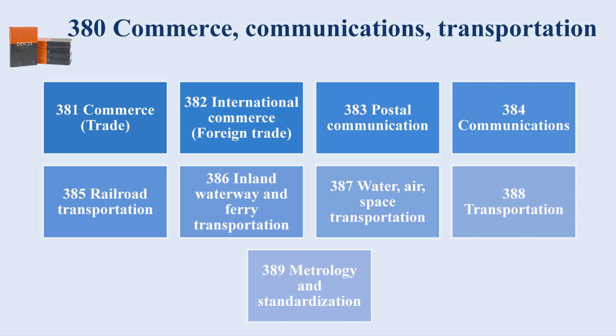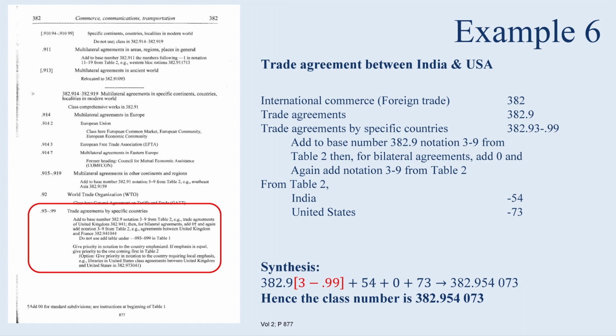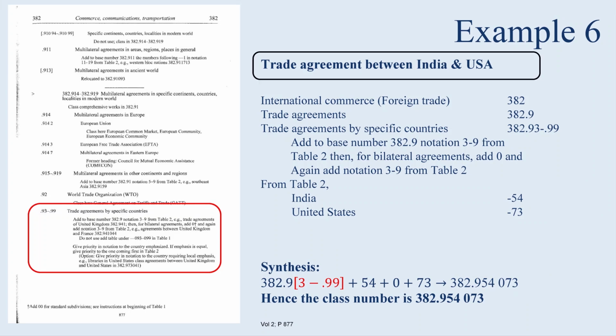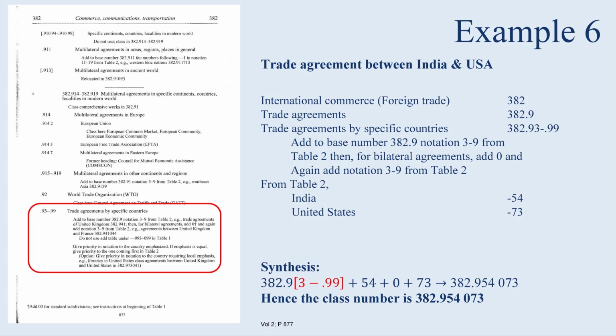Okay, so if we start with the first example of the class 380, the example is trade agreement between India and USA. So, trade agreement between two countries. The title says it is a document that deals with a trade agreement between two countries. So, a trade agreement between two countries, or foreign trade, comes under 382. Under 382, the agreement comes under 382.9.